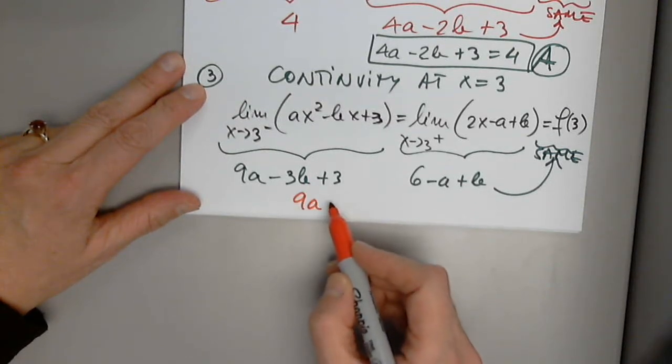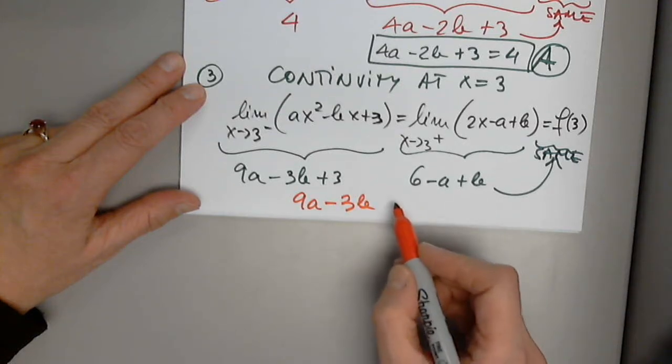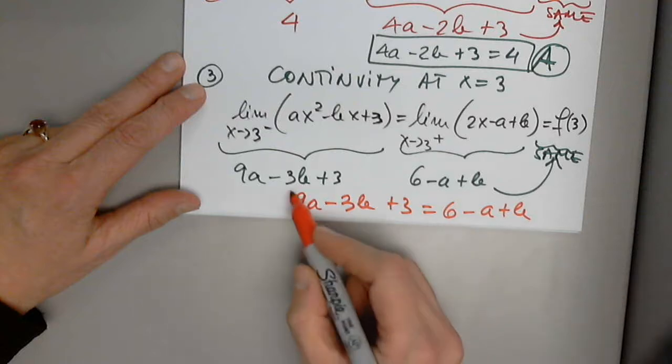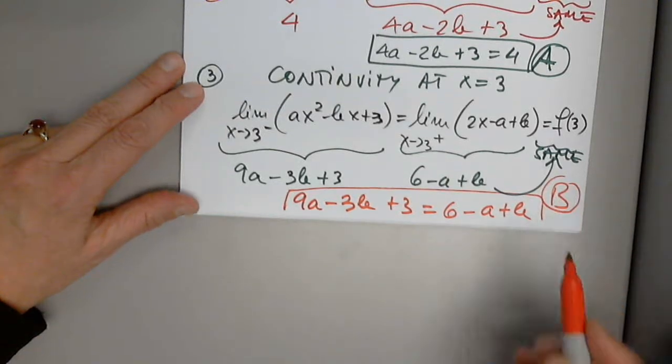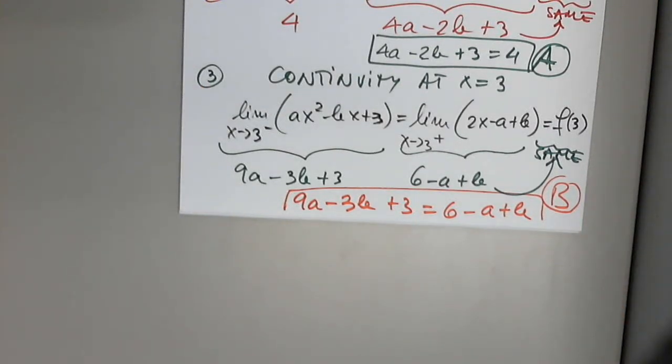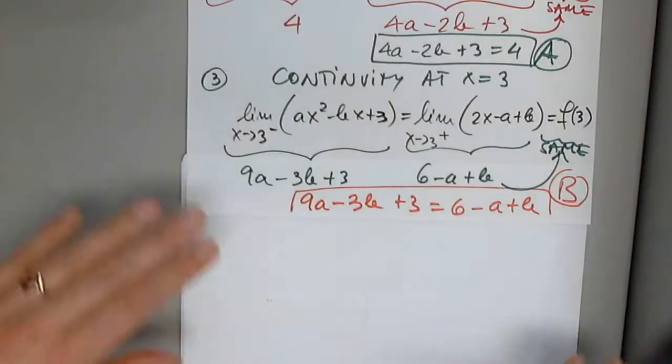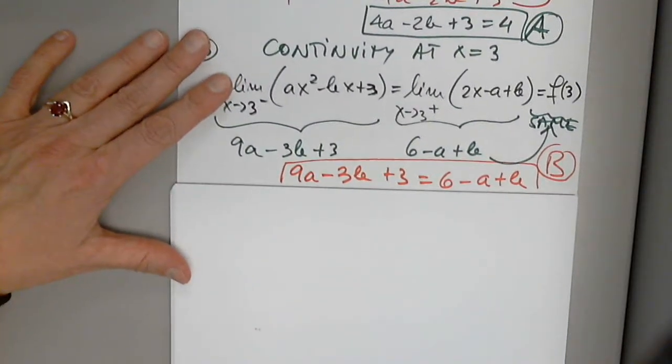9a minus 3b plus 3 equals 6 minus a plus b. This is our equation B. So we obtain an equation A with 2 variables. We'll obtain an equation B with 2 variables. Now, what do you think we're going to do with these 2 equations?